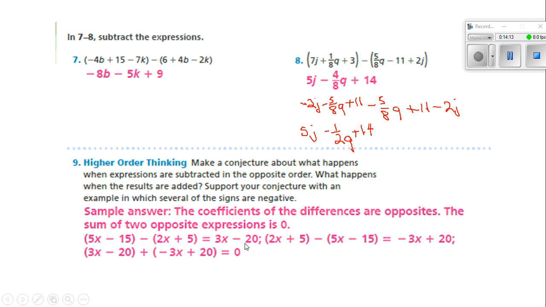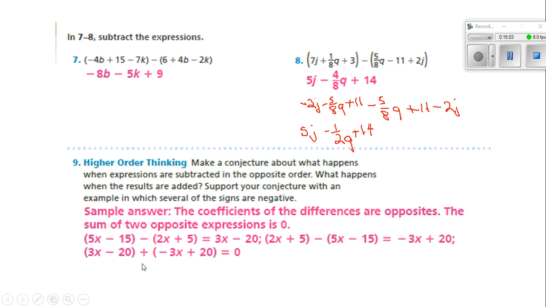Now, let's go ahead and look at these in the opposite order. Remember, they said what happens when expressions are subtracted in the opposite order. This time we're going to put the 2x plus 5, and we're going to subtract the 5x minus 15. So we put them in the opposite order. But when we do this, do we notice that the answer we get, the 3x is now negative 3x, and the negative 20 is now positive 20. Why is that? Because now the first numbers all got the opposite sign given to them. This is negative 5x, this is positive 20, and that's going to change everything to the opposite side, basically their inverse.